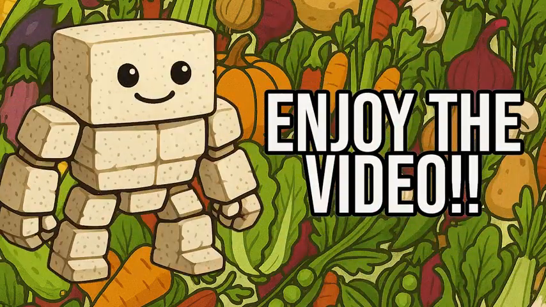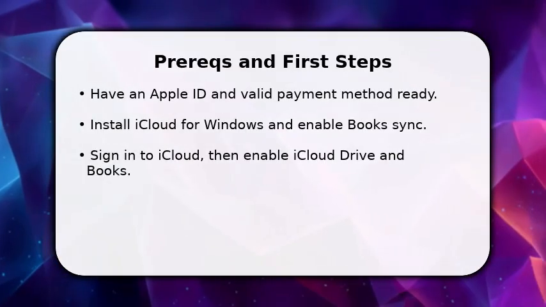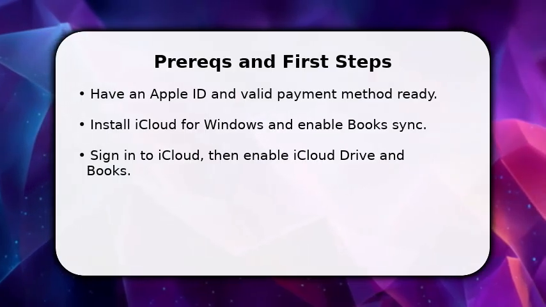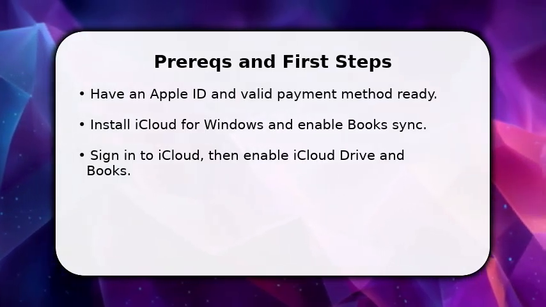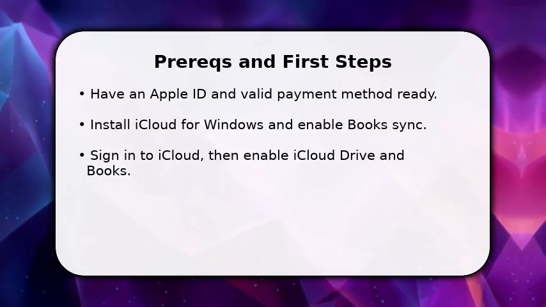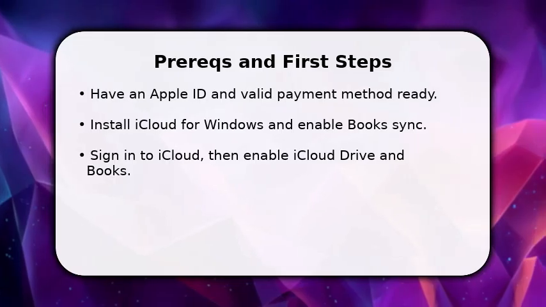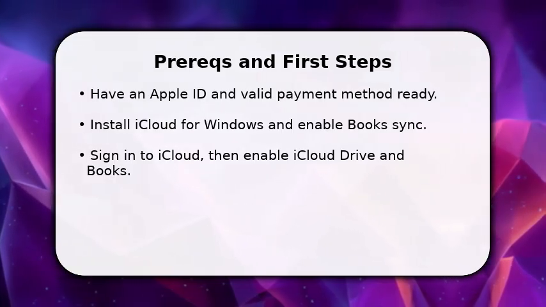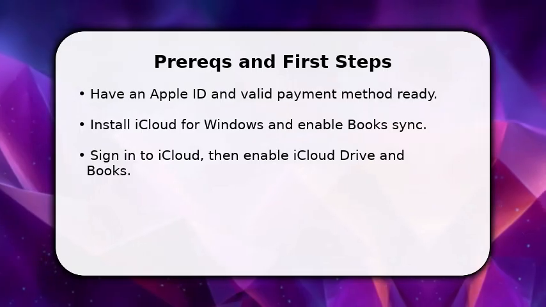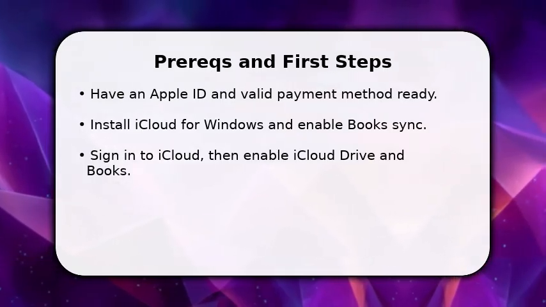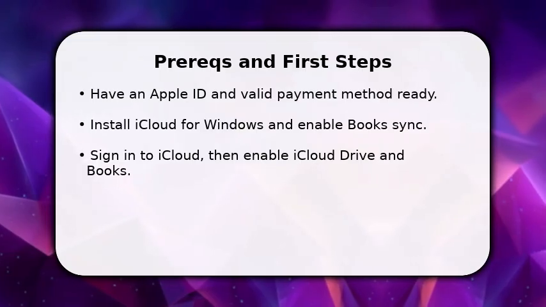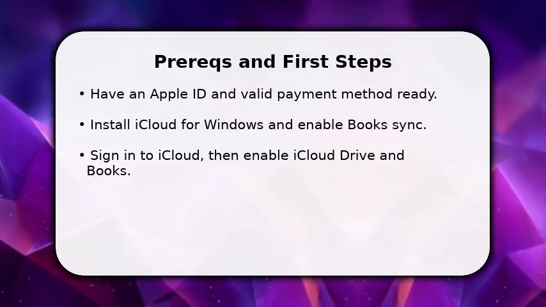Please enjoy the video. You start by preparing your Apple ID and installing iCloud for Windows. This is required so your books and purchases can sync. Once installed, open iCloud and sign in with the same Apple ID you use on your iPhone or Mac. Make sure to enable iCloud Drive and Books in the iCloud settings. This allows book files and annotations to move between devices.